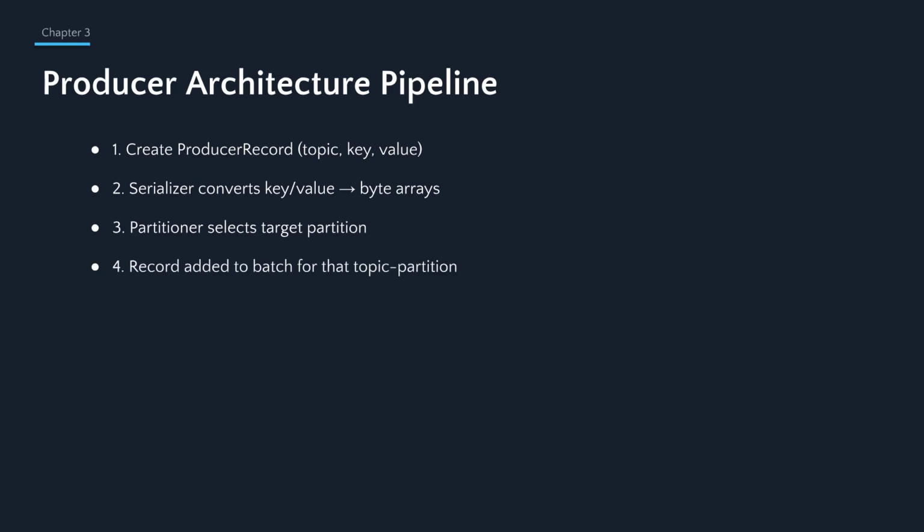Step 4. The record lands in a batch, a buffer of messages destined for the same topic partition. Step 5. A separate I/O thread picks up full batches and sends them to brokers over the network. Step 6. The broker writes the message and responds, either with record metadata on success or an error. This architecture separates "I want to send" from the actual network I/O, and batching gives you throughput.